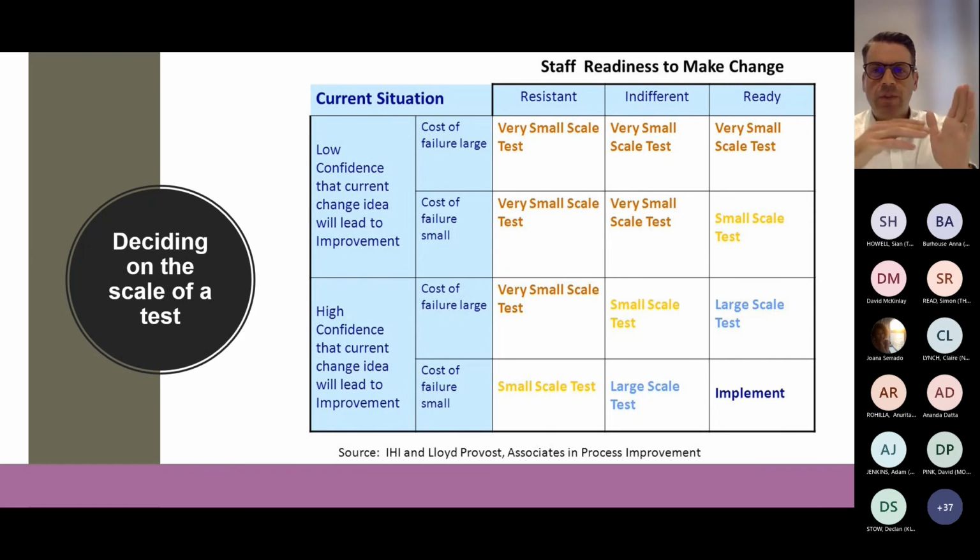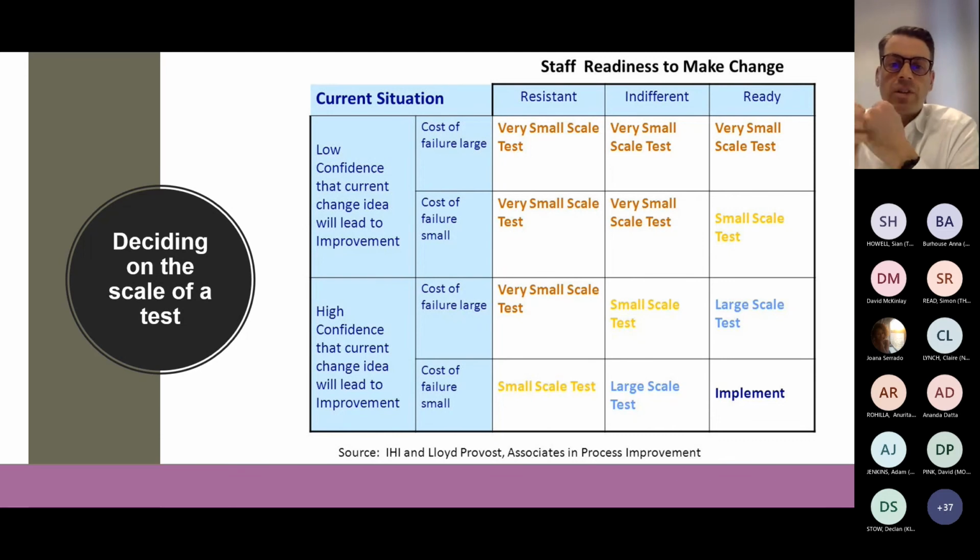So we use this table just to understand the scale of the test. The domains here are around understanding your current situation. So what's your confidence that the change idea you're testing will lead to an improvement? Is it high or is it low? And what's the cost of failure if it goes wrong? So they're two really important things about the thing you're testing. And then on the other hand, you've got what's the staff readiness to make change? How bought into this are people of making the change happen?